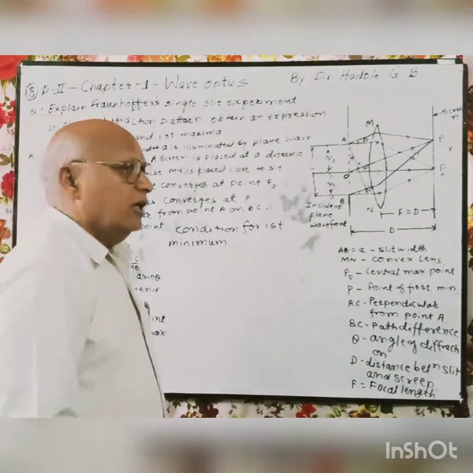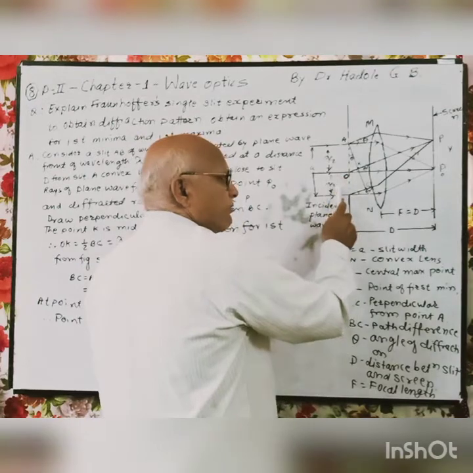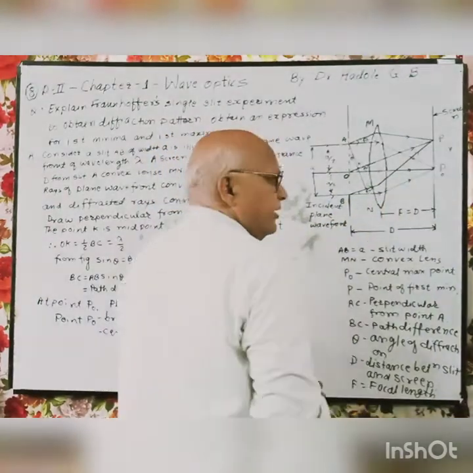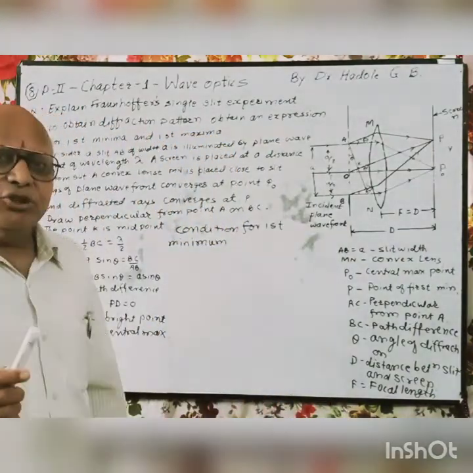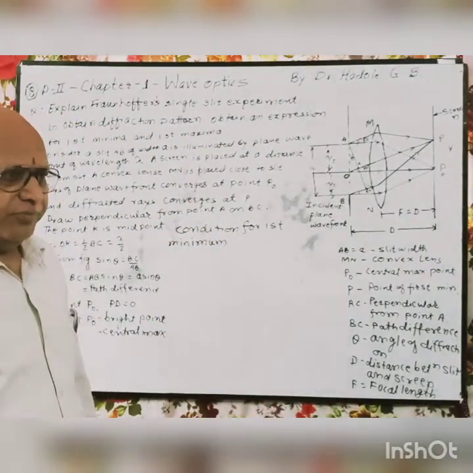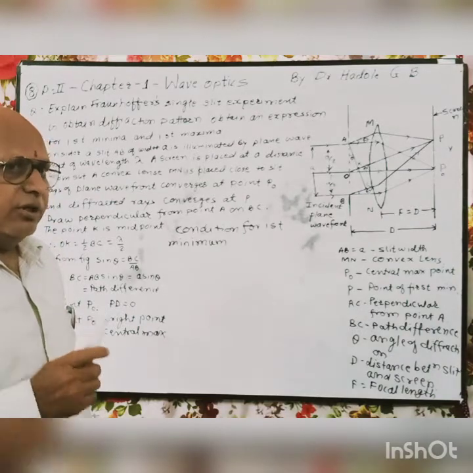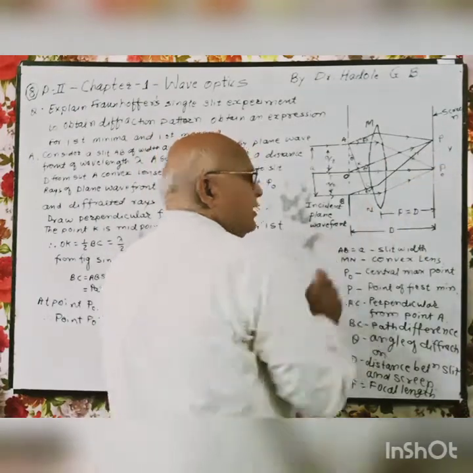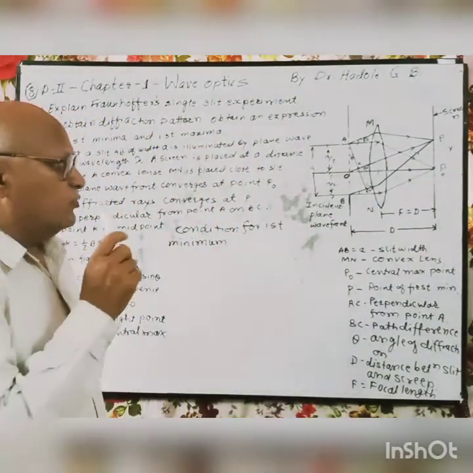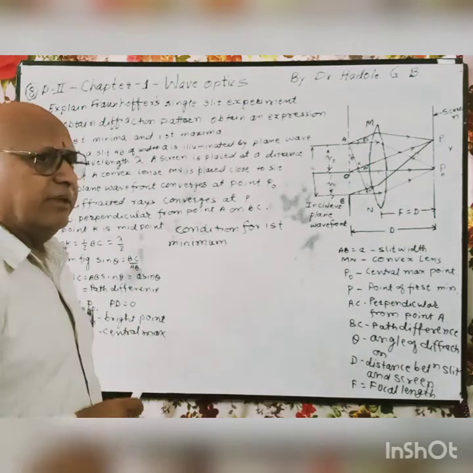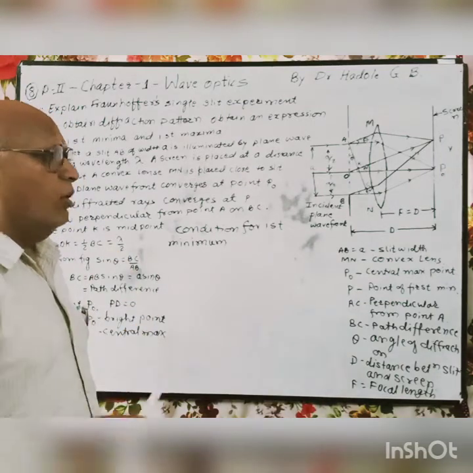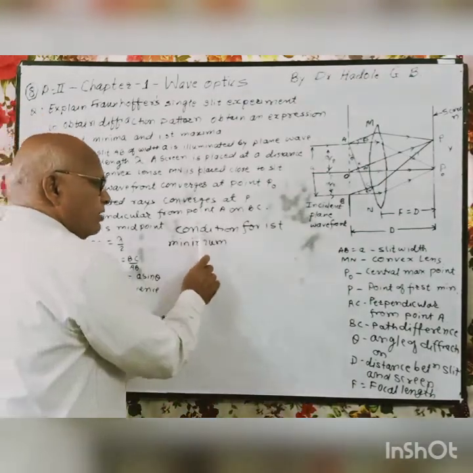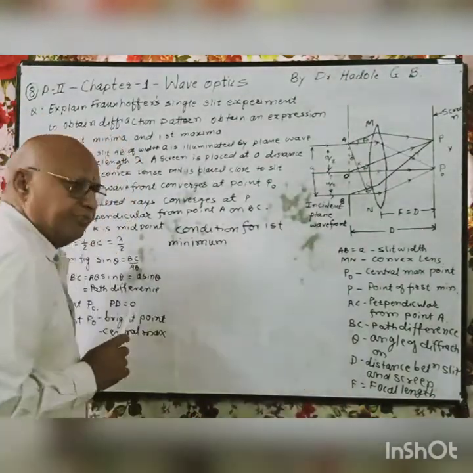And therefore, if lambda is the wavelength here, we have said that lambda by 2 wavelength is traveling in this direction and it produces destructive interference. Therefore this point P will be a minimum point. It is the first point beyond the central maximum, and that's why it is called the first minimum point. And therefore we will obtain the condition for first minimum.